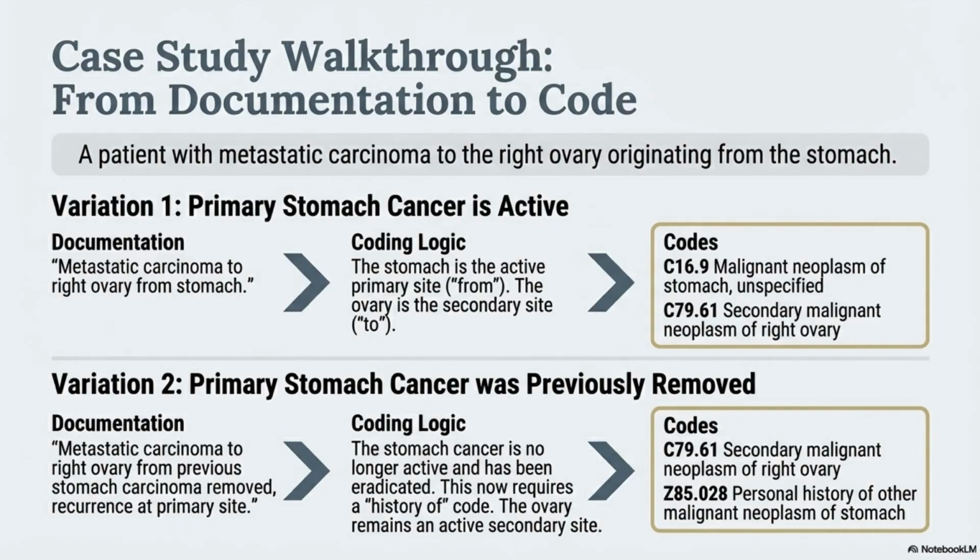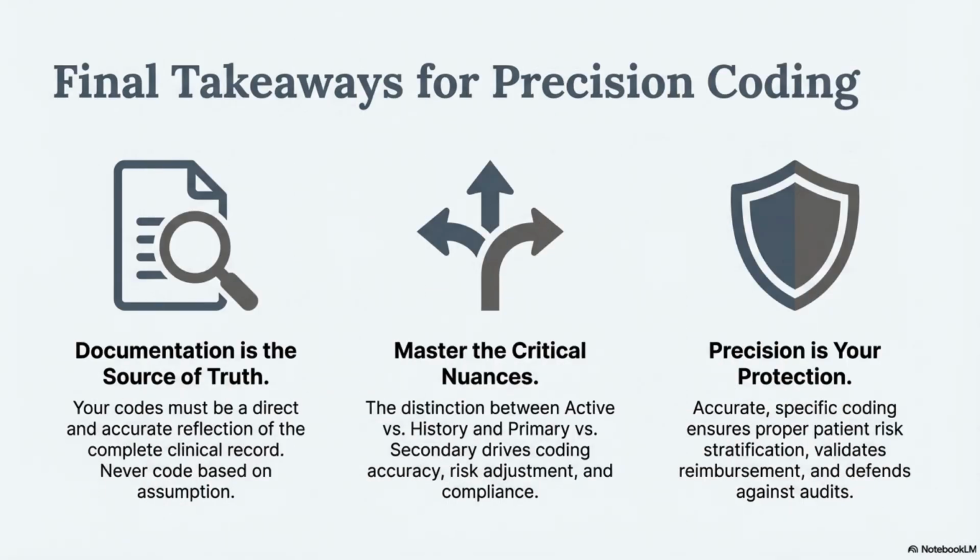Now the documentation changes. Metastatic carcinoma to the right ovary from previous stomach carcinoma removed. The stomach cancer is no longer active, it becomes a history of. The ovary remains the active secondary site. Codes: C79.61 and Z85.028.